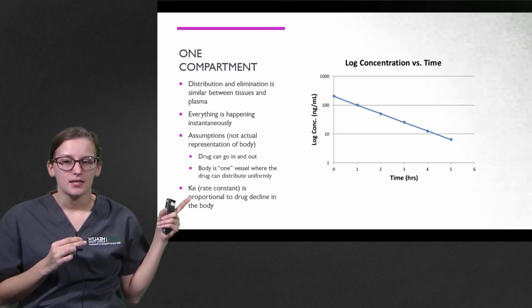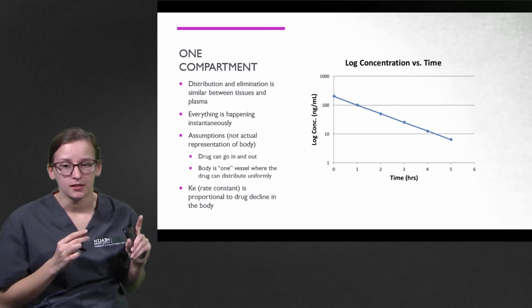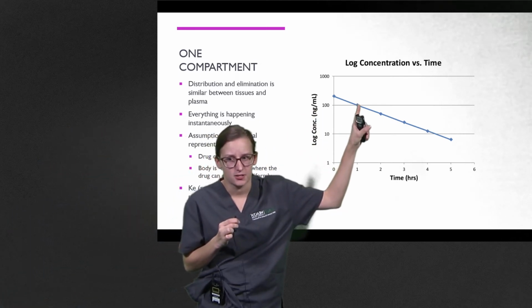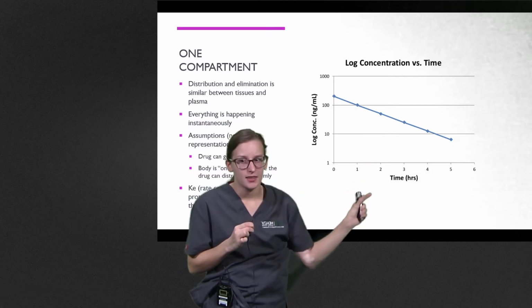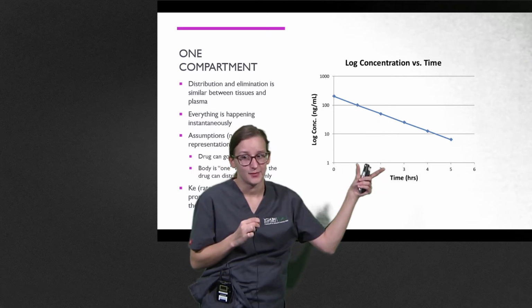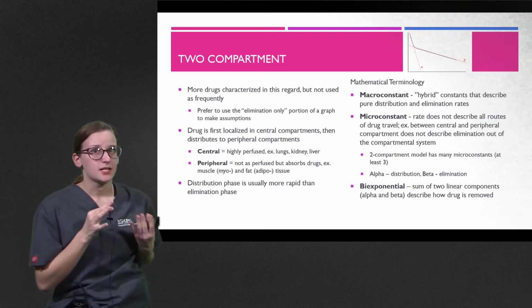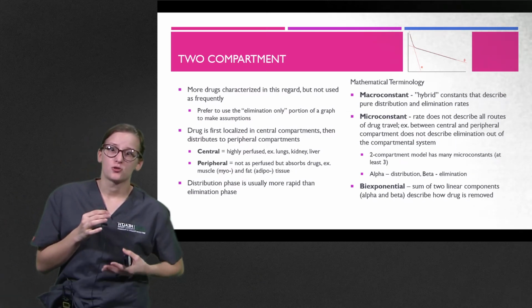And then the KE, the elimination rate constant, is proportional to the drug decline in the body. So you can calculate KE from taking a concentration here, and then the time between them. There we go.